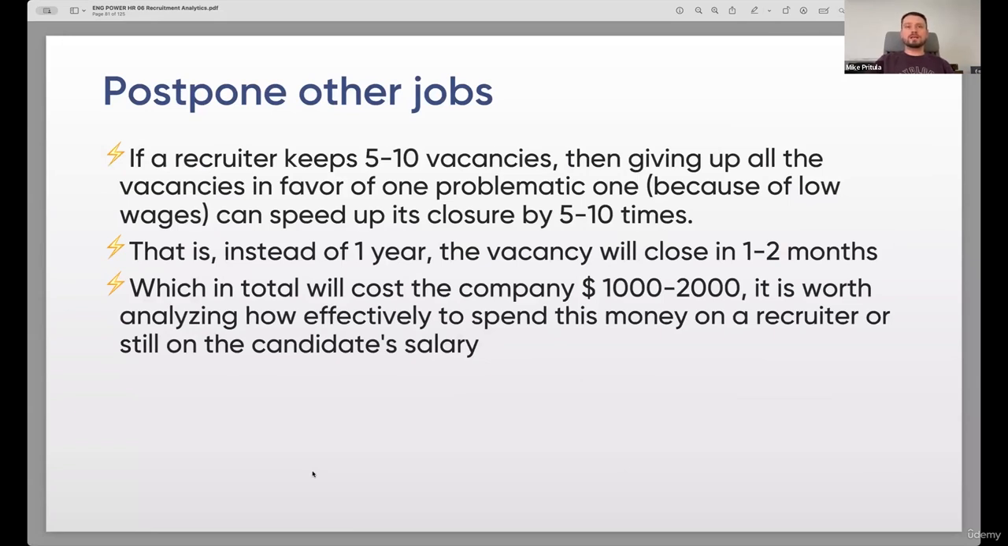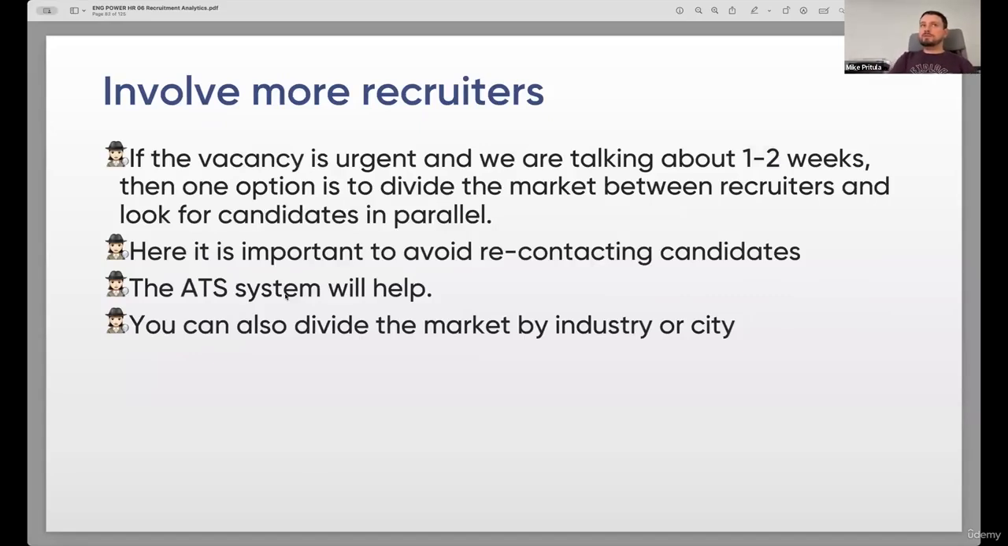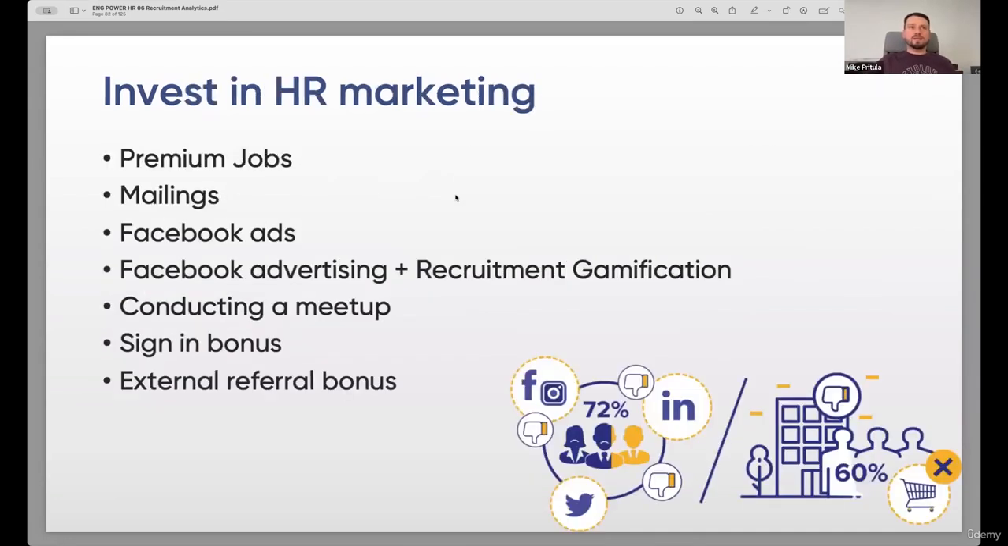Sometimes it helps when you just put some vacancies on pause, or you give them to another recruiter, and the recruiter focuses on a smaller number of vacancies, and they can spend more time with these vacancies, right? So consider this as well. Or maybe involve more recruiters. Sometimes they just need help, so you may want to involve more recruiters. You may divide candidates by some segments or by sources, and then the recruiters work with candidates.